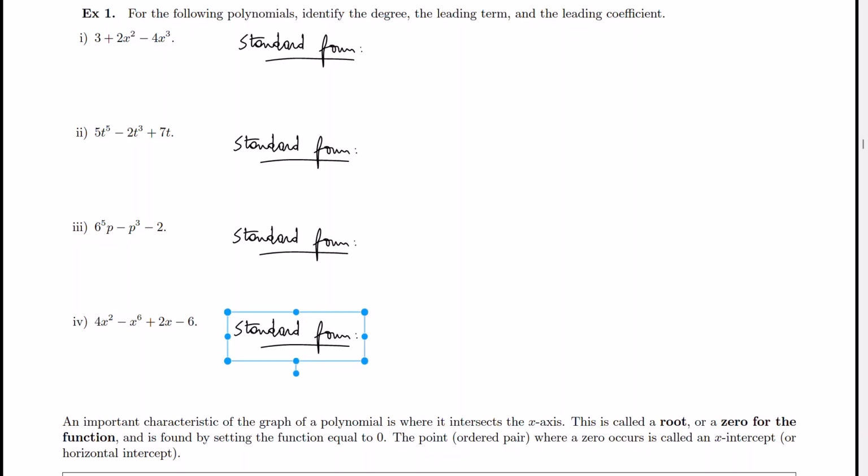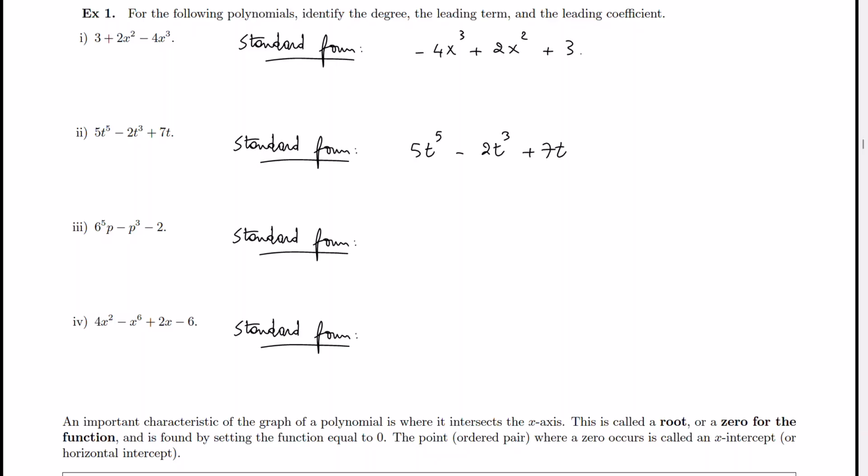So let's go through all these polynomials and write them all in standard form. So the first one, by reading it, we will need to put the negative 4x cubed first, then the 2x squared next, and finally the 3. For the next one, 5t to the power 5 minus 2t cubed plus 7t, it is already in standard form, so I'm just going to copy it as is without making any changes whatsoever.